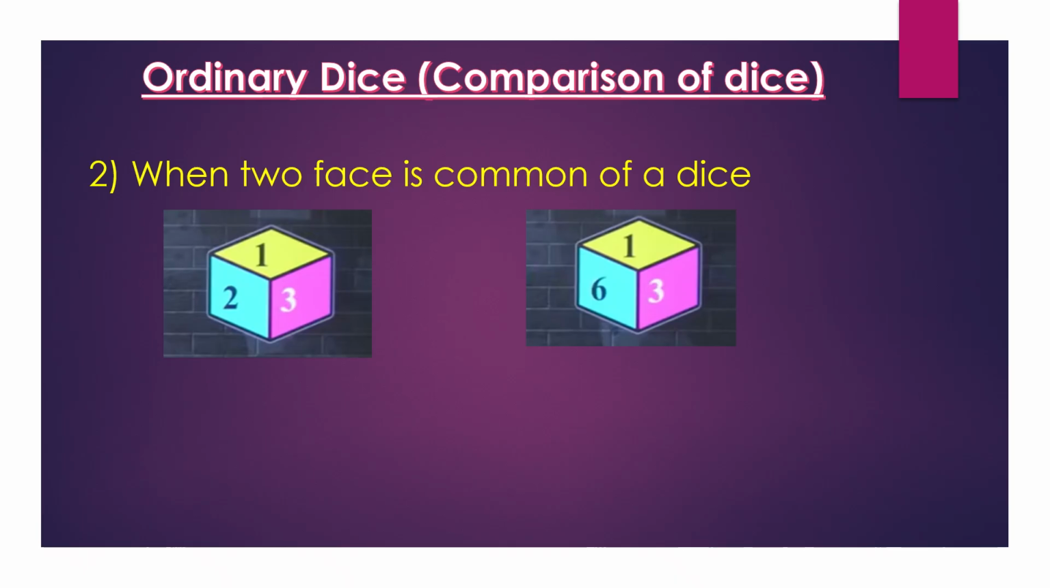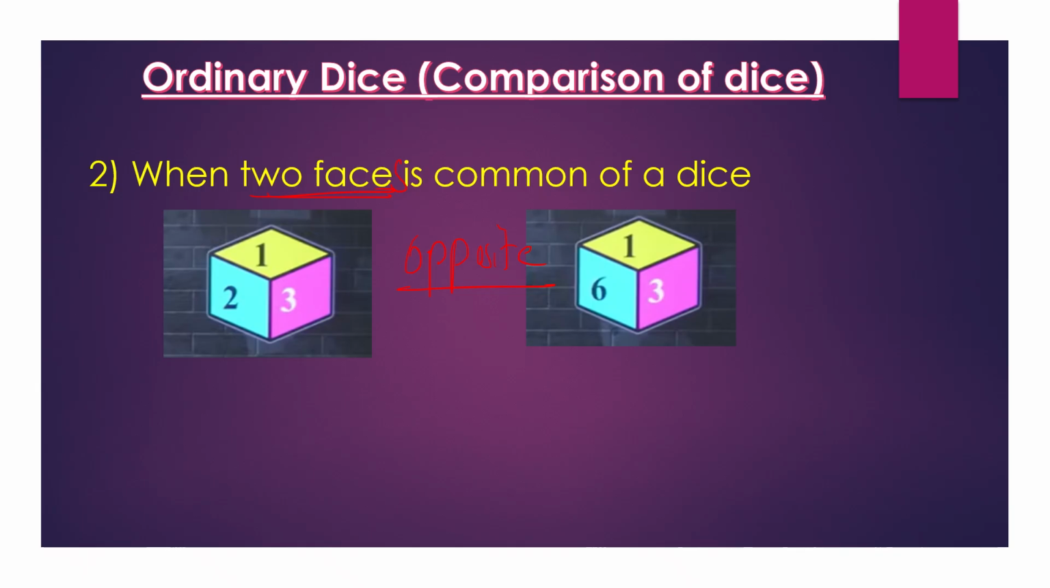Second type in an ordinary dice is when two faces are common in a dice. When two faces are common in a dice, then how to find out the opposite pairs, you can say. How to find out the opposite then.